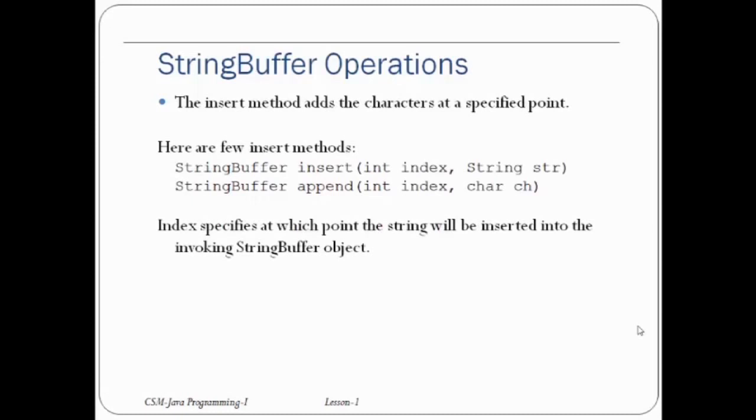So let's see one more example. In this, the insert method adds the character to a specified point. Here a few insert methods are string buffer insert, and we are having int index, and we are having string str. Then again we are having string buffer insert, which is taking int index and which is taking char ch. So we are actually inserting it at a particular index.